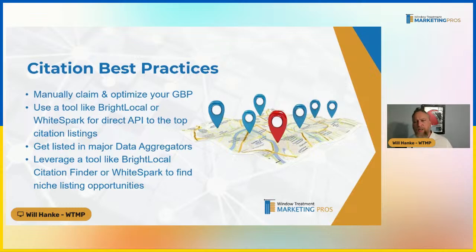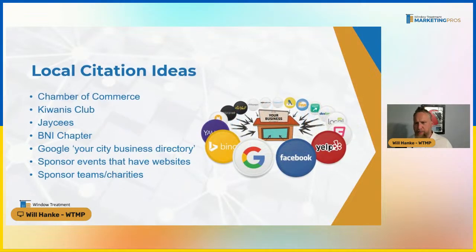And then you can also use these platforms to find niche listing opportunities. I think I got a couple examples of these. Yeah. So your local Kiwanis, JCs. You could also do a search on Google for whatever your city is, and then the words business directory. A lot of times there are local people who build these types of sites. You can sponsor events that have websites. If that event has a website and they list their sponsors in there along with a link back to you, that would be awesome. That's a great opportunity. Same for teams, charities, car washes, all that kind of stuff are great opportunities for you to get additional citations.